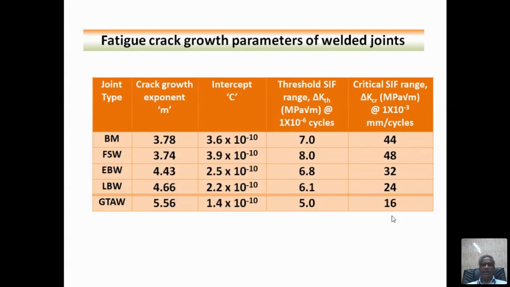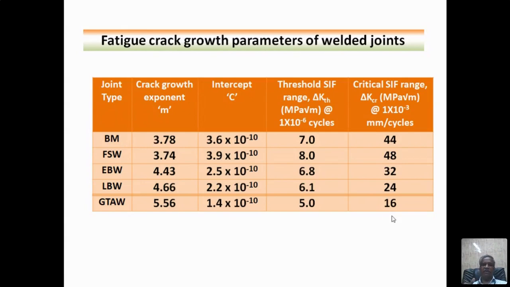See the values. These values will differ. For the threshold, for GTW it is 5 MPa root meter. For FSW it is 8 MPa. That means in the FSW joint, even if it reaches 7 or 7.5 MPa root meter stress intensity factor range, the crack will not propagate. But in GTW, even if it reaches 5 MPa root meter, the crack will propagate. Threshold means the minimum stress intensity energy that is required for a crack to grow further. That's why it is called the threshold value.